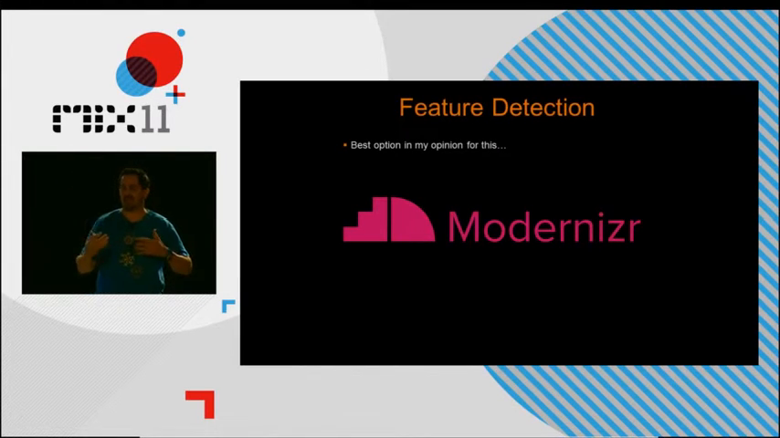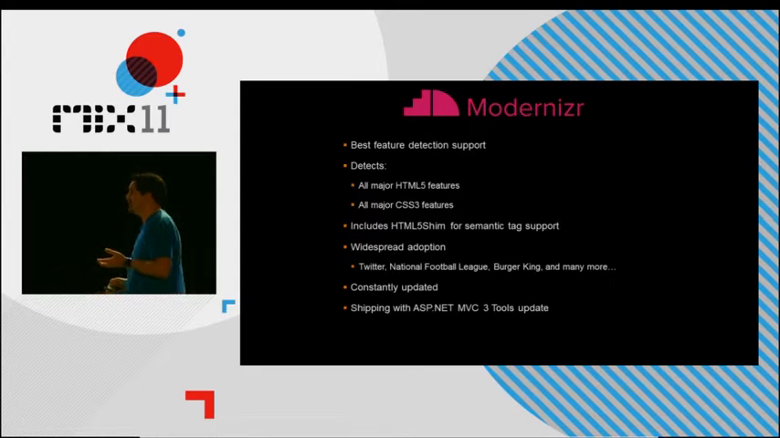Cool. And if you notice, there's validation behind it because we recently announced that in the ASP.NET MVC3 tools update, we're going to ship Modernizr. So that's validation that Modernizr is a fantastic library. It really has the broadest breadth of feature detection for HTML5 and CSS3, and it's completely cross-browser, and you can use it with any other library you want. There's widespread adoption, and the guys behind it are actively updating it on a regular basis.